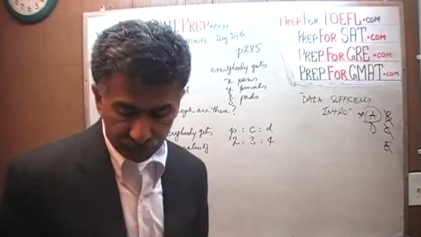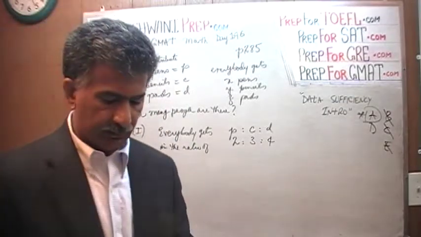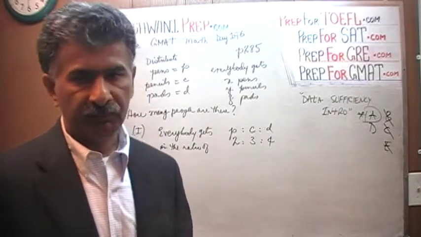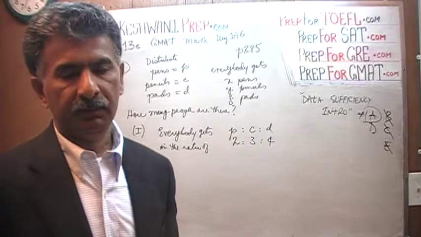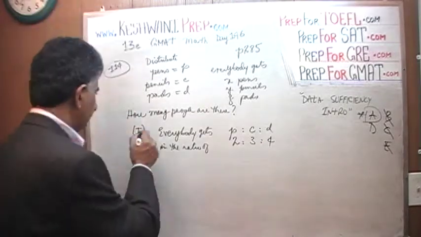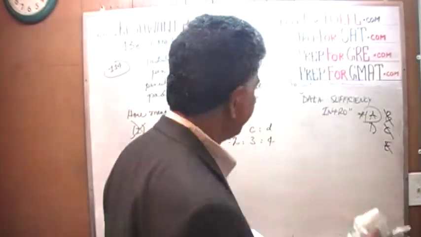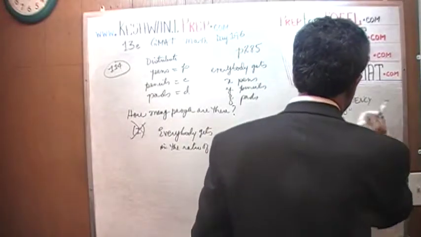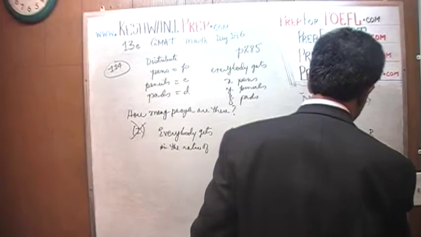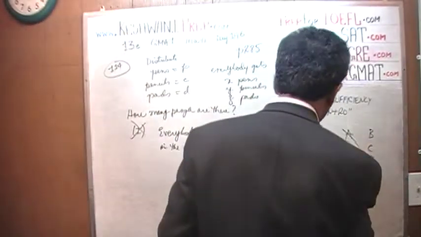Simply knowing in what ratio these pencils and pens and pads are distributed is not going to help us find out how many people there are in the department. We need something more than that. We need a hell of a lot more than that, as a matter of fact. The first statement is not enough. A, D, B, C, E. Since the first statement by itself does not do the job, the answer cannot be A or D.